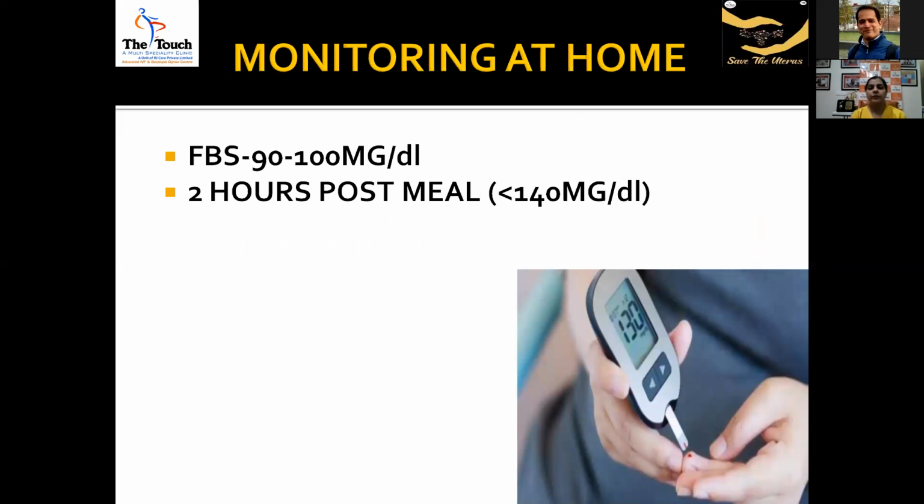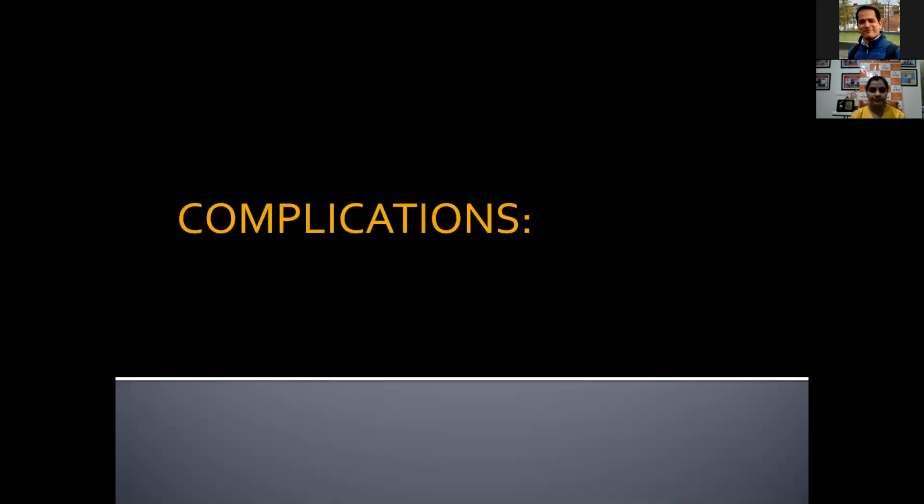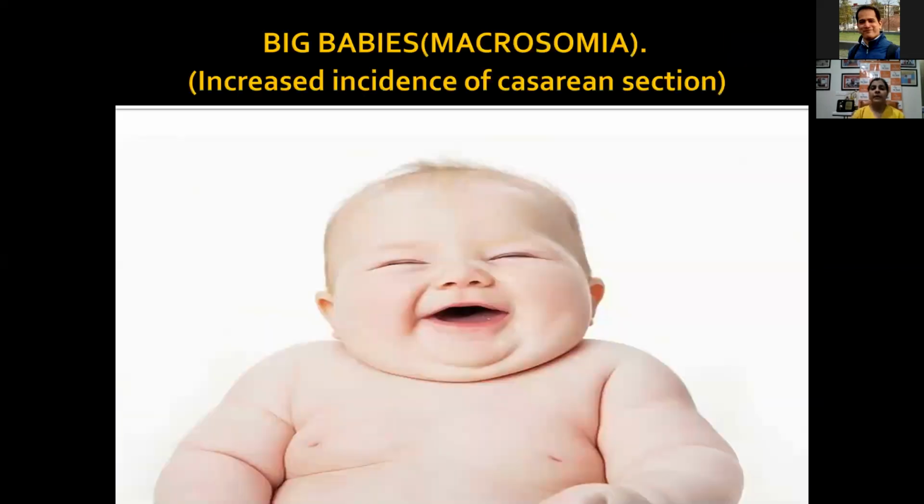You can do monitoring at home. For fasting blood sugar, the target is to maintain it around 100, and 2 hours after a meal around 140 to 150 is okay. So what complications can happen?